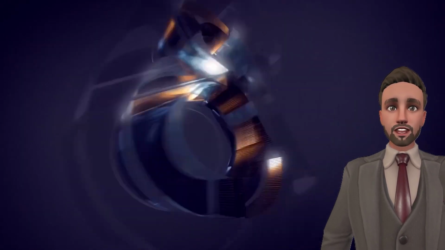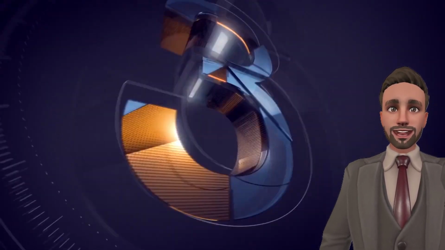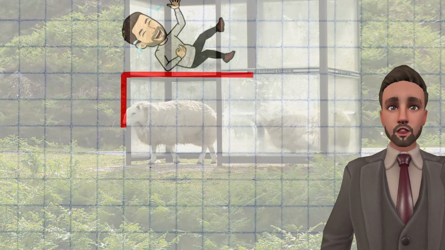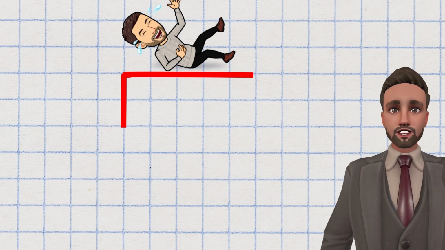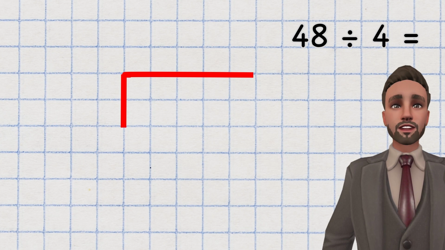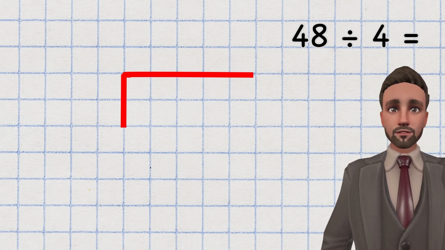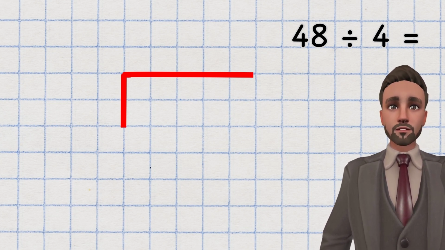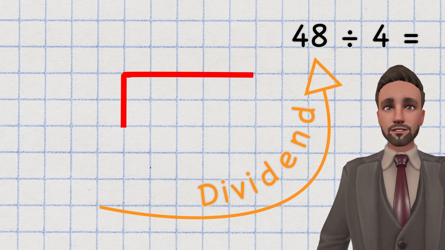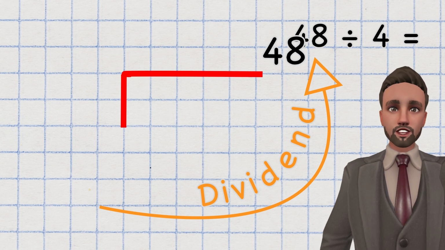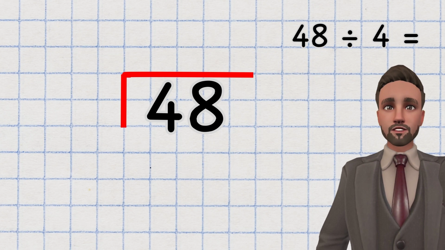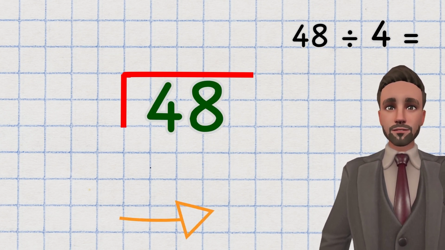To start, we need to know what the bus stop method actually looks like. Ta-da! There it is. Now we will look at equations where there are no exchanges. Like this one, 48 divided by 4. To begin answering this, we need to put our numbers into our bus stop. 48 is the number that we are dividing, often referred to as the dividend. That goes inside the bus stop, beneath this horizontal line. I will turn that green so you know what number is the dividend.